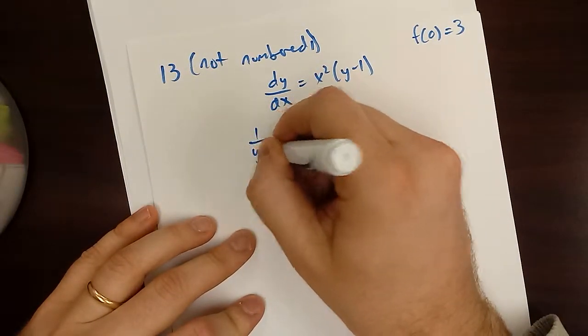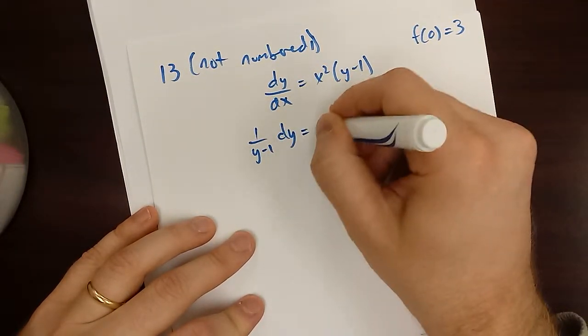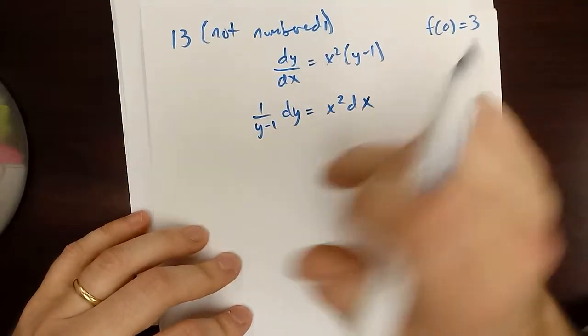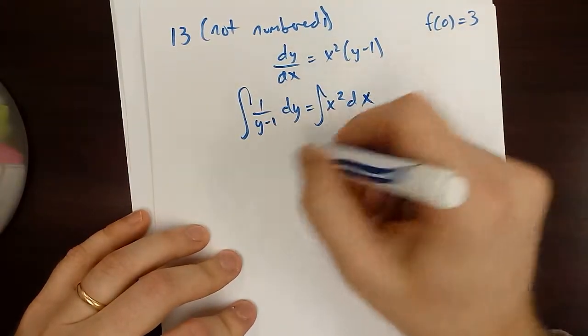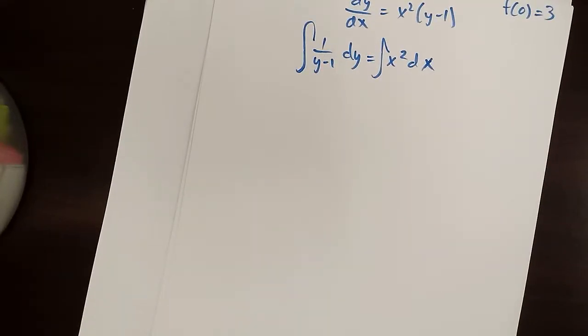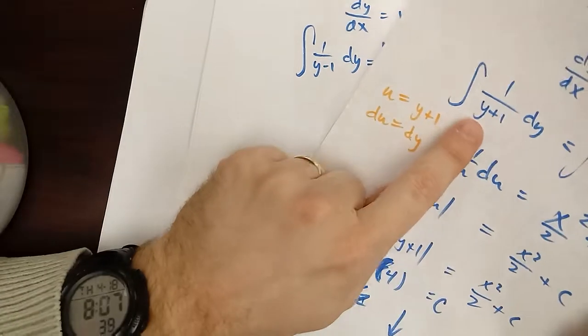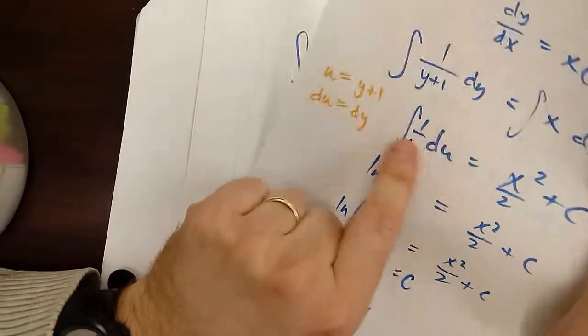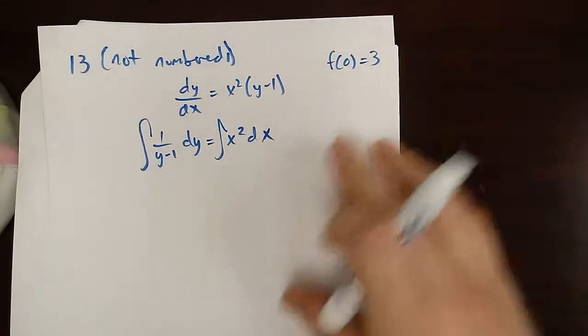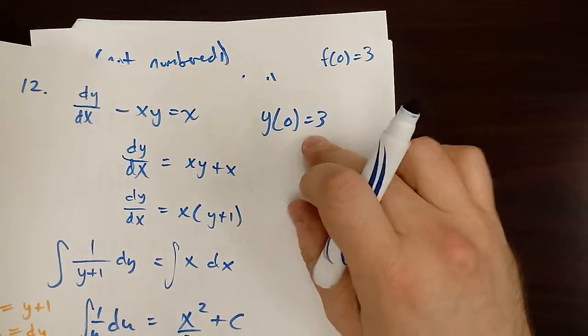So we've got 1 over y minus 1 dy is equal to x squared dx. So I just divided both sides by y minus 1. This integral on the left-hand side is going to work very similarly to what it did last time. You might even go, it's the same question. I assure you, it's totally different. This says y minus 1, this is y plus 1. That was x, this is x squared. This said f of 0 is equal to 3, this says y of 0.